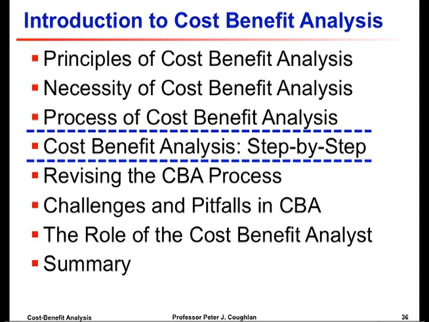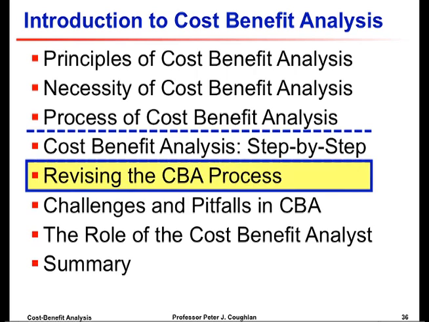So with this part of the presentation, we went through the cost-benefit analysis step by step. And in the last part that I will record separately, I will cover the last 4 bullet points here, starting with my suggested revisions of the CBA process we just went through. How do I think that could be tweaked or improved, or are there things that might be overlooked that you should at least have in mind?